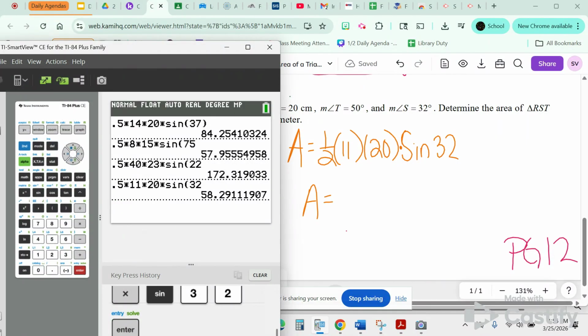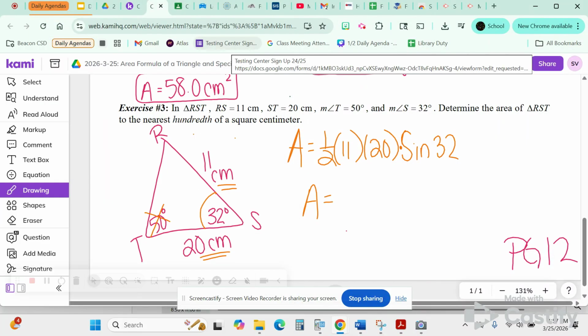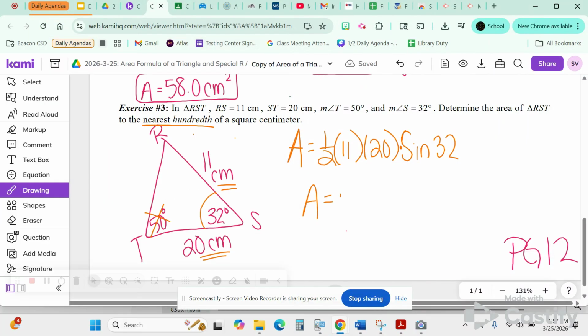We have 58 point. This one here was asking us to round to the nearest hundredth. So it's going to be 58.29, and that is centimeters squared. Okay. So that was it on just page 12 of the area of the triangle notes.